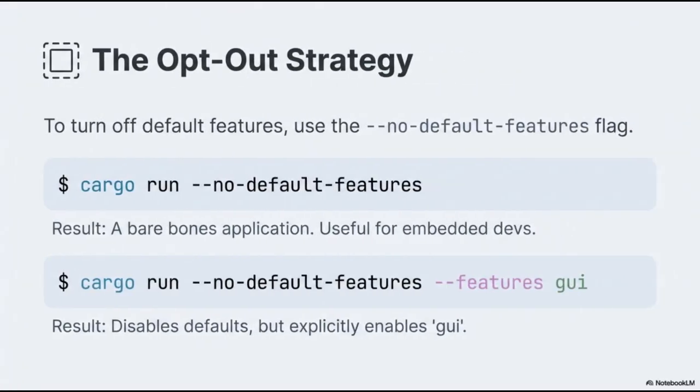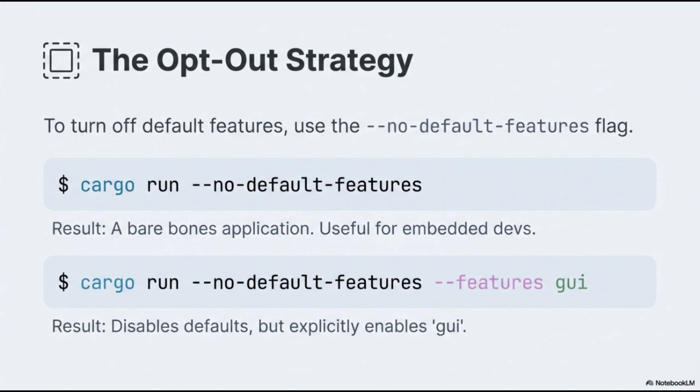The opt-out strategy is a powerful way to manage your application's footprint by disabling default features. To do this, you use the --no-default-features flag. As shown in the first example, running cargo run --no-default-features produces a bare-bones application. This approach is highly beneficial for embedded developers who must strictly limit binary size and resource usage.